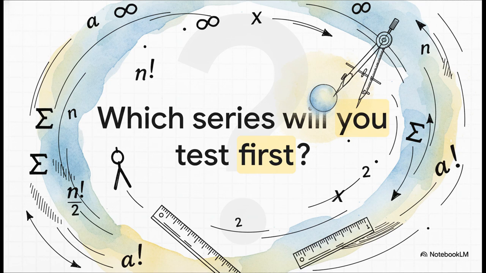And there you have it, the ratio test. It's a precision instrument perfect for tackling those tricky series with factorials and exponentials. It's powerful, it's decisive, and now you know exactly when to use it and, just as importantly, when not to use it. So the only question left is, what series are you going to test first?